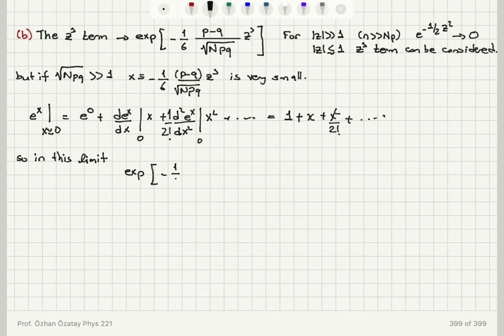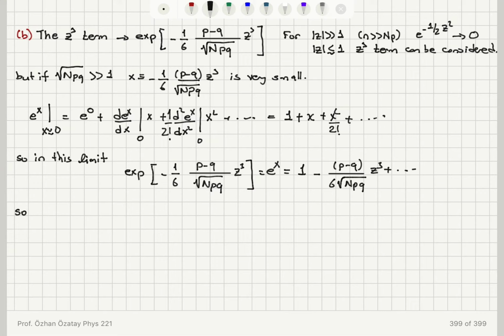of minus 1 over 6, p minus q, divided by the square root of capital NPQ, z cubed. This is basically what I have called e to the x. This is 1, and then I have minus (p minus q) over 6 square root capital NPQ z cubed.